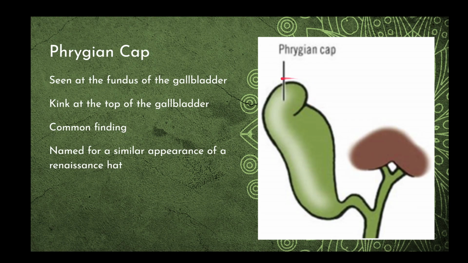Now, we'll talk a little bit about it when we talk about rolling our patients. The gallbladder is pretty floppy. Sometimes this Phrygian Cap will flop out a little bit when we roll them, but it's usually still pretty apparent. And these are pretty common to find.